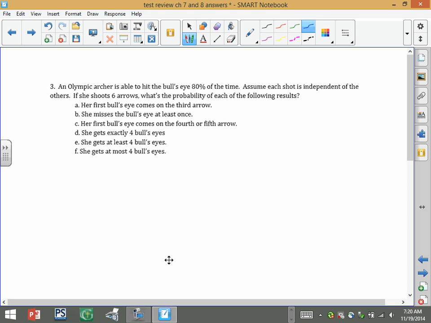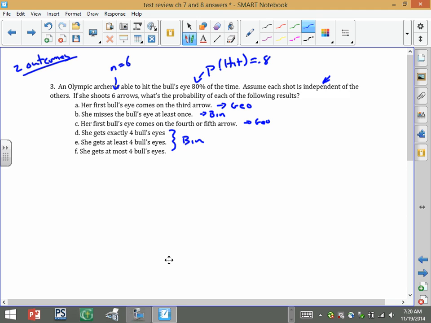So an Olympic archer hits the bullseye 80% of the time, so we have a probability of a hit equals 0.8. Assuming each shot is independent, that's part of our binomial. Shoots 6 arrows, n equals 6. There's 2 outcomes, hit or miss. So we're looking at a binomial situation in number 3. First bullseye comes on the 3rd arrow. That's geometric. She misses the bullseye at least once, so this is just binomial. First bullseye comes on the 5th arrow. This is geometric. And these are all binomial. So this is going to be good practice with our PDF and CDF information.